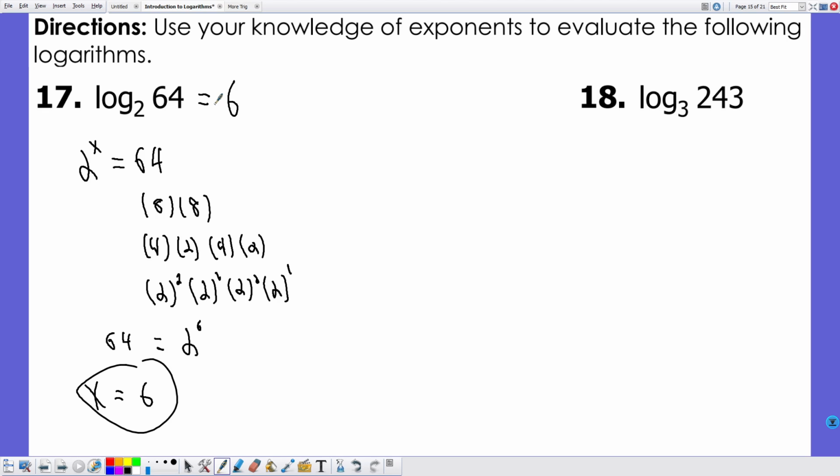Just something like this. 3 to what power is 243? Well, 3 to the second is 9, 3 to the third is 27, 3 to the fourth is, I don't know. The answer is 5. So 3 to the fifth power is 243. So x is equal to 5.